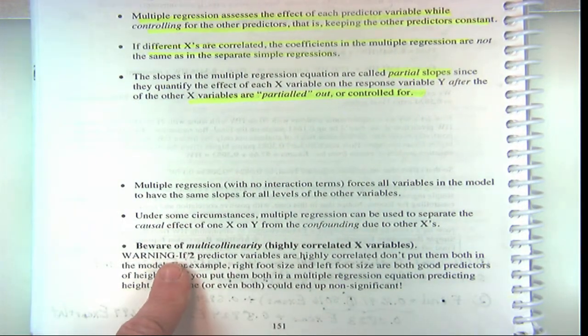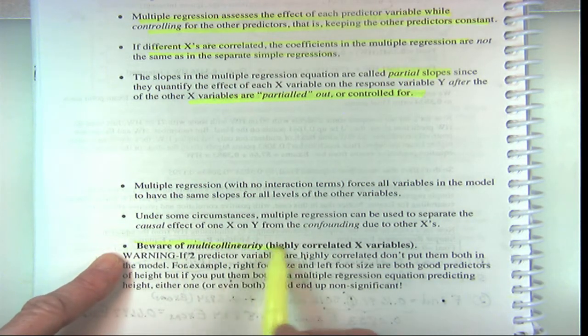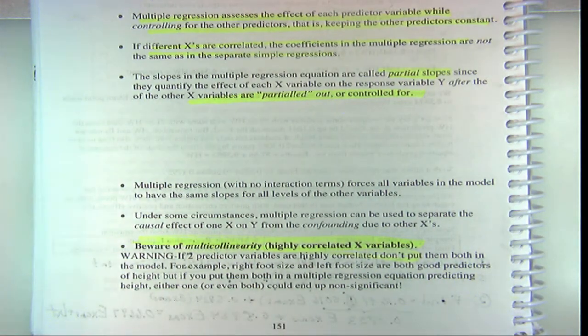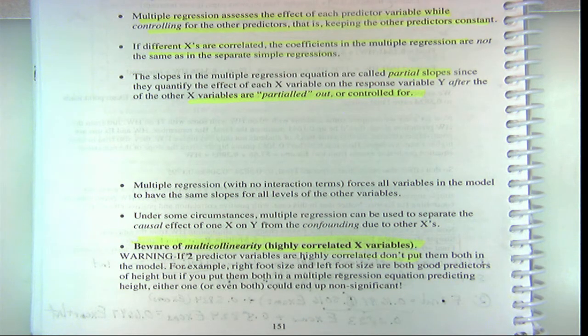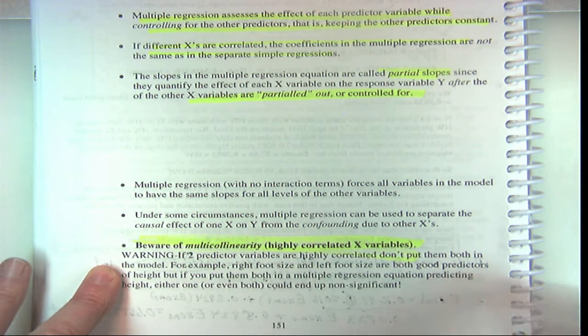Now, something we didn't talk about that's going to come up a lot is this: beware of multicollinearity. Highly correlated x variables. When you put two x variables in that are extremely correlated with each other, you can get very weird results, because if they're almost the same, almost any linear combination of the two of them will give the same results. So you're going to get very bizarre results. Warning: if two predictor variables are highly correlated, don't put them both in the model.